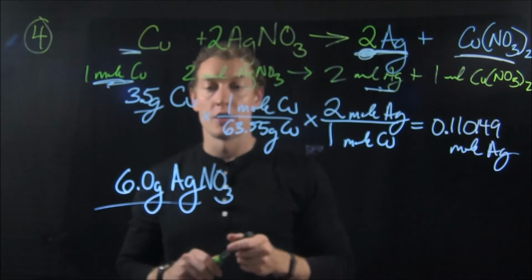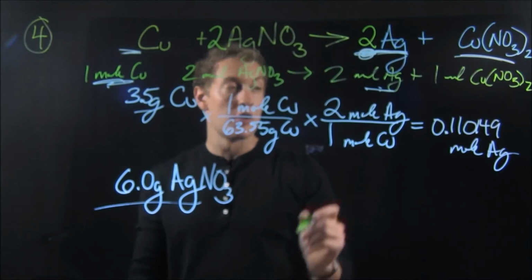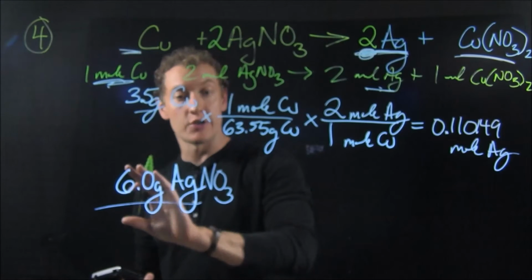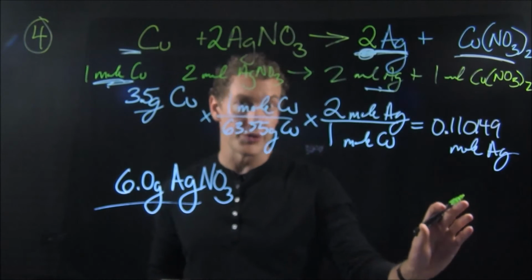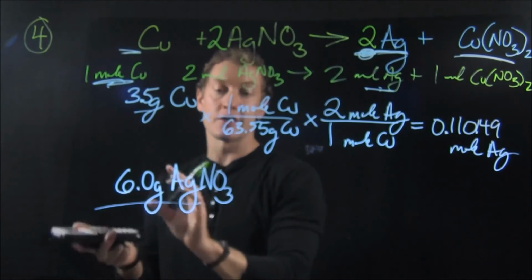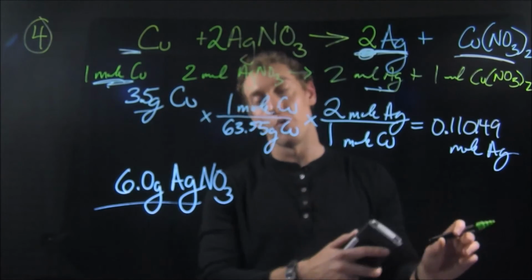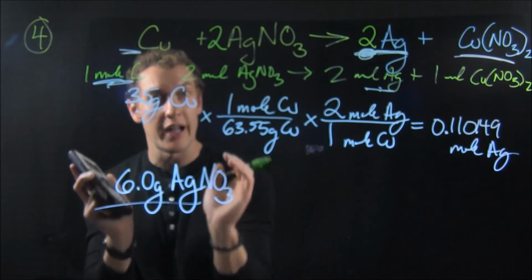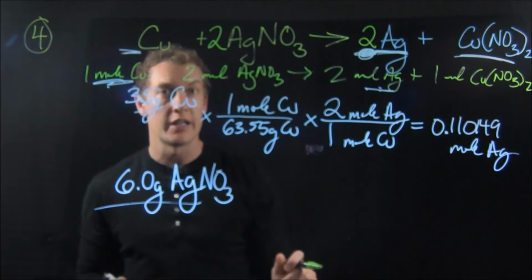If we determine that 6 grams of silver nitrate makes fewer moles of silver, then that's going to be the limiting reactant. If we find that 6 grams of silver nitrate makes more moles, then that means silver nitrate is our excess reactant and that copper is the limiting.